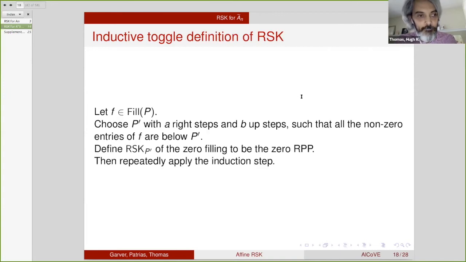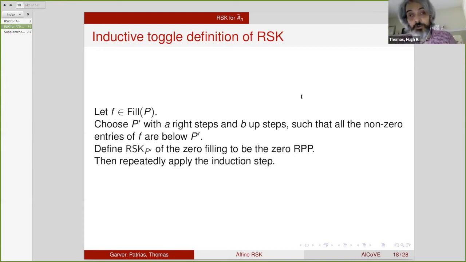And again, you can use this to get an inductive definition. In this case, we can't go up to the top. In the finite type case, we could go up to the very top, but we can't do that here because there is no very top.